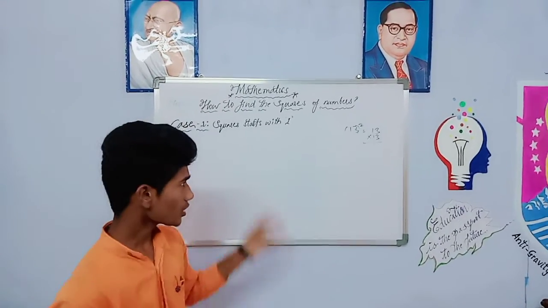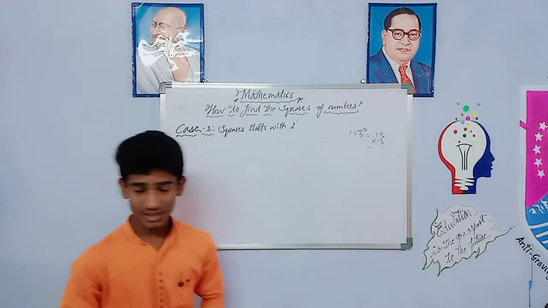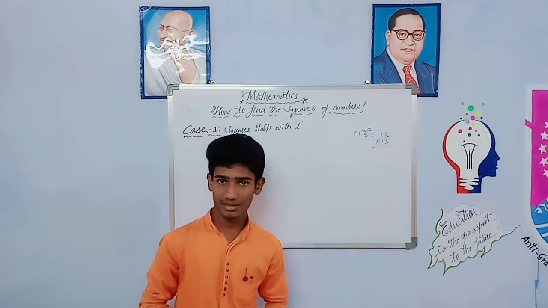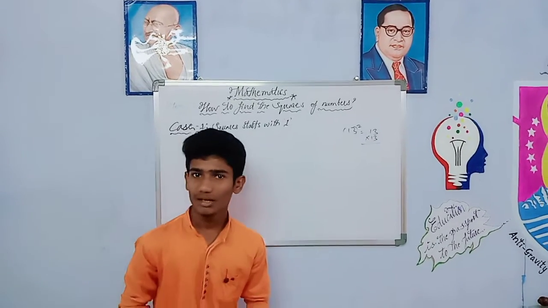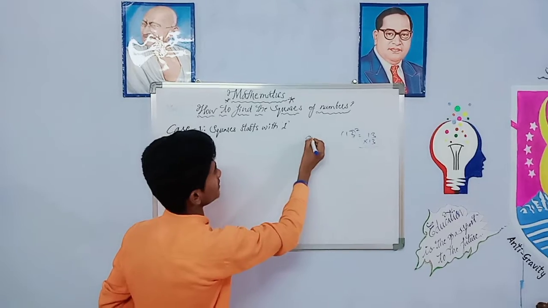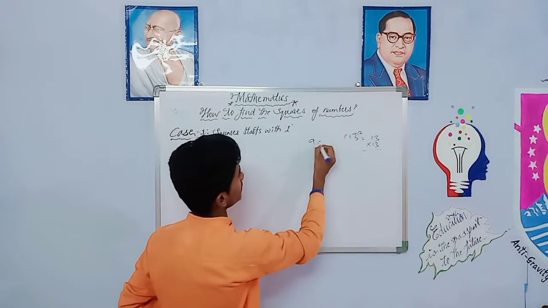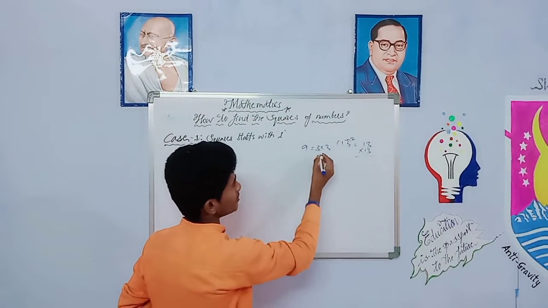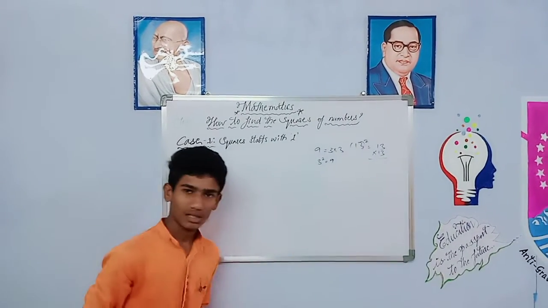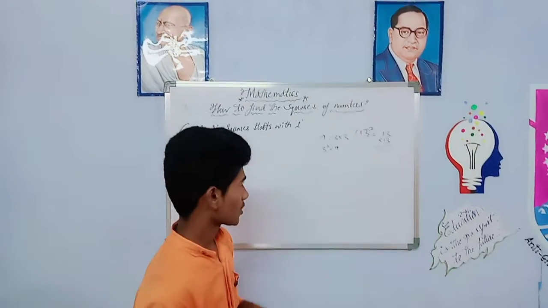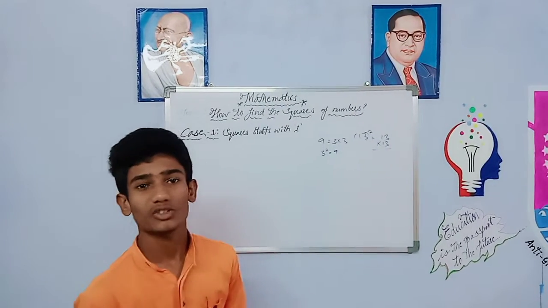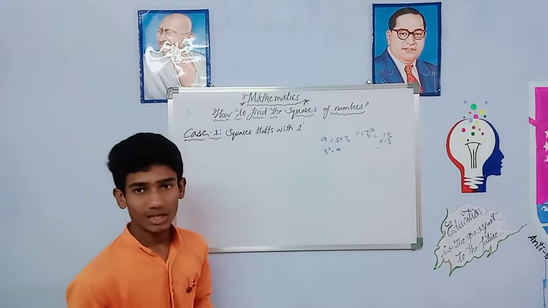See here, first of all, what is called a square? In mathematics, the product of an integer with itself is called a square. One example: 9 is a square, so 9 can be written as 3 into 3. So 3 square equals 9. Now, below hundreds, the squares which start with 1. In case 1 we are going to learn.